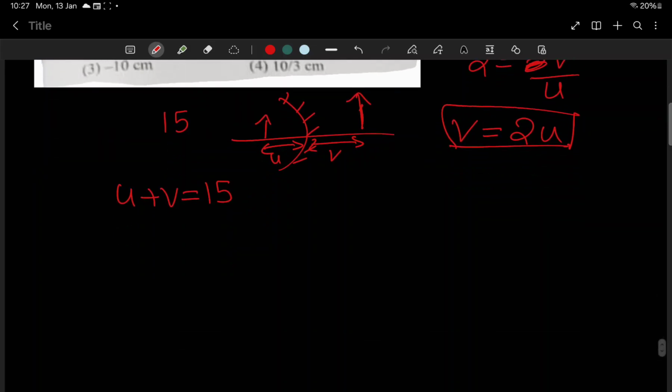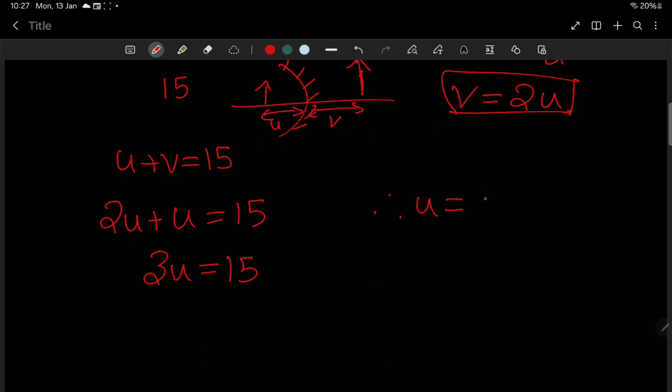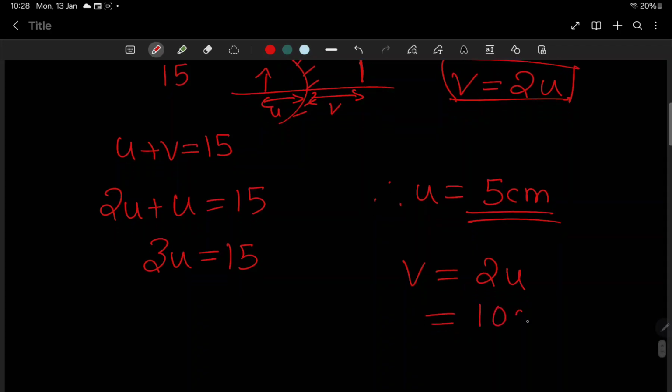Now what happens? U plus V equal to 15 centimeter. So we'll add it. That is 2U plus U is equal to 15. That is 3U is equal to 15. Therefore U is equal to how many centimeter? Minus U is equal to 5 centimeter. Now you know that V equal to 2 times U. So multiply, you get 2 into 5, that is 10 centimeter.